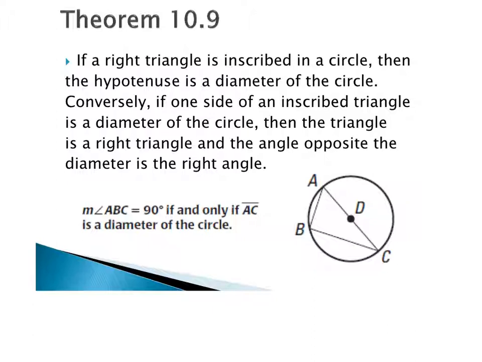The converse of that is, if one side of an inscribed triangle is a diameter, then the triangle is a right triangle, and the angle opposite the diameter is the right angle. We're going to use this in our proof today. So here it's saying that the measure of angle ABC equals 90 if and only if AC is the diameter of the circle. All right. Anybody know how I could figure out the arc measure of AC?